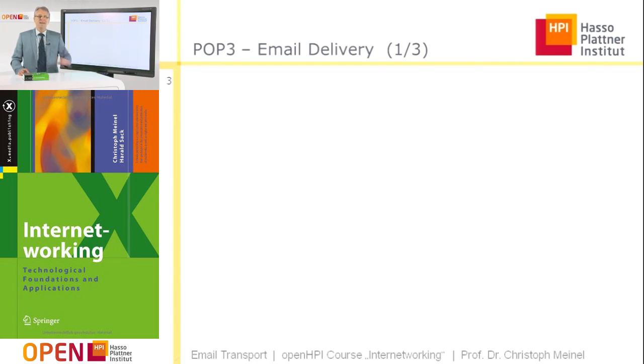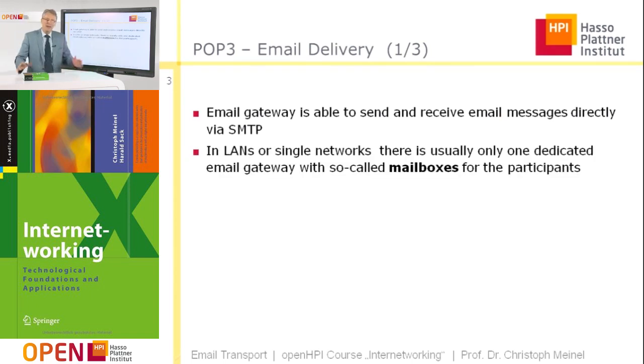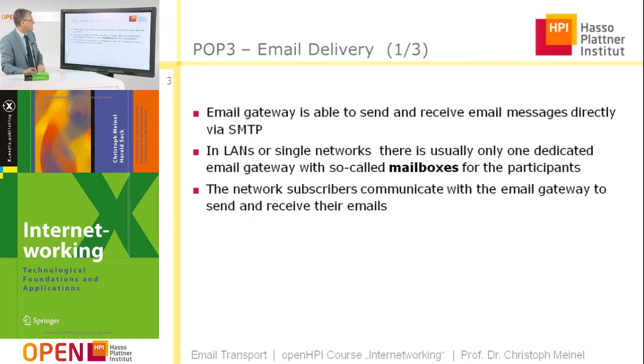Besides the communication between the message transfer agents, we have to organize the communication between the user and its mailbox. POP3 is one famous protocol for this communication. The email server or the email gateway is able to send and receive email messages directly via SMTP. In local area networks, in companies, such email gateways typically use one dedicated mailbox for every participant in the network. So the gateway, like the name says, is something like a post office with many different mailboxes. And now the question is how the user can access the mail in his mailbox.